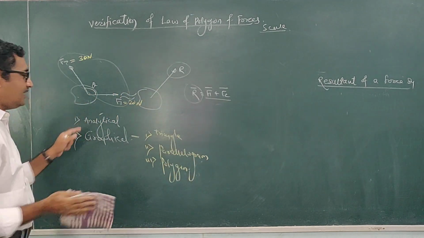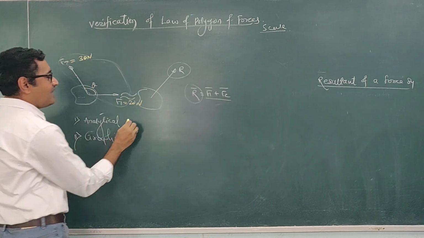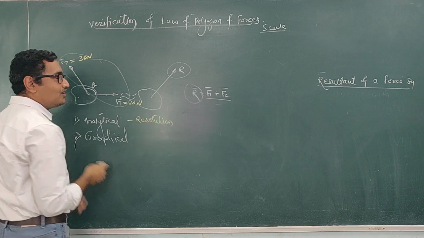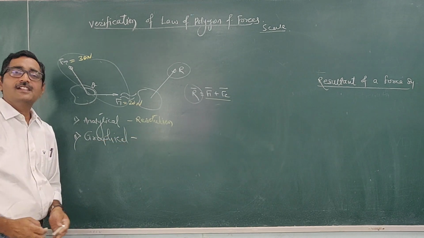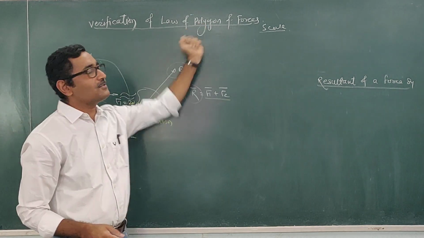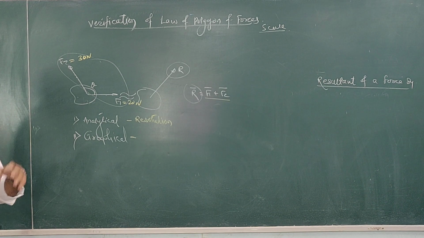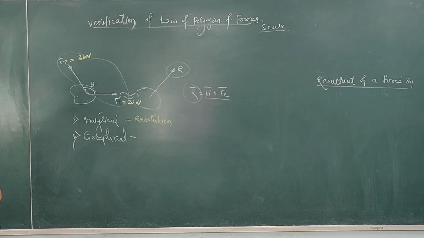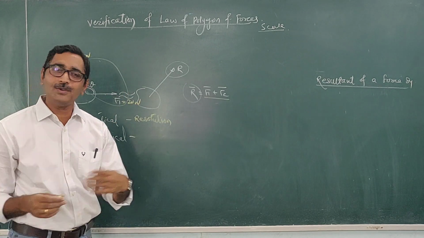Now to find the resultant in the analytical method, listen to me. In the analytical method, we are going to use the resolution method. We are going to resolve the forces and find the resultant. And in the graphical method, we use the triangle law, parallelogram law, and polygon law. Out of that, here we have to study the law of polygon of forces. We have to verify the law of polygon of forces by doing some experimentation. To verify the law, every student should know what the law of polygon of forces is.